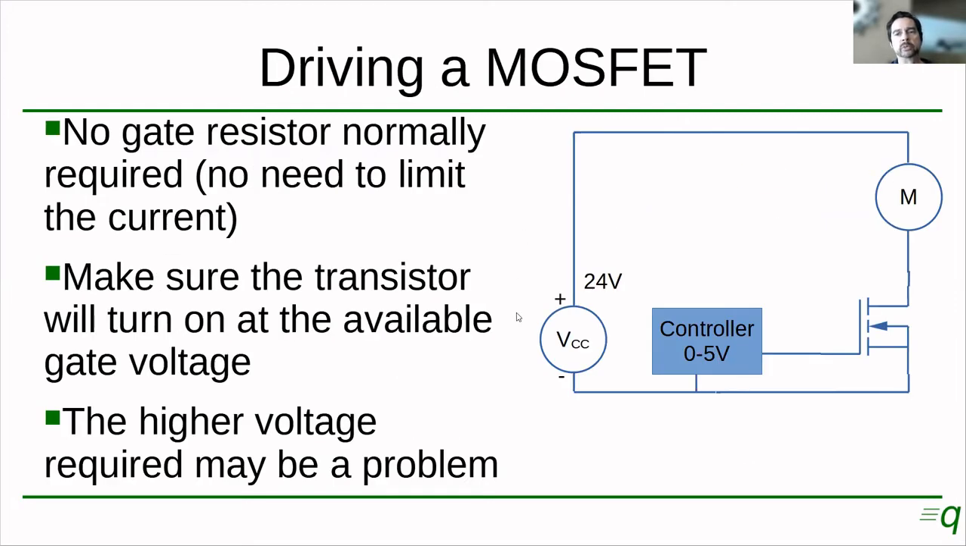Here we have a circuit with a 24-volt power supply connected to a motor, and then the MOSFET connected to ground, and some kind of controller that will output 0 or 5 volts to turn on and off the transistor, and therefore the motor. Normally, you do not require a resistor between the controller and the gate, because there's no current flowing through the gate that you have to limit there. So you can connect it straight to your controller.